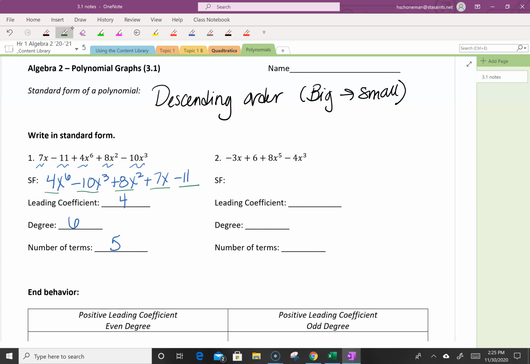All right, let's do the same thing on number 2. So in standard form, the one with the highest exponent has to go first and then on down the line. So we have 8x to the 5th minus 4x to the 3rd minus 3x plus 6. The leading coefficient is the number in front of the first term, which is 8. The degree is the highest exponent, which in standard form comes first, so it's 5. And then the number of terms would be 1, 2, 3, 4.